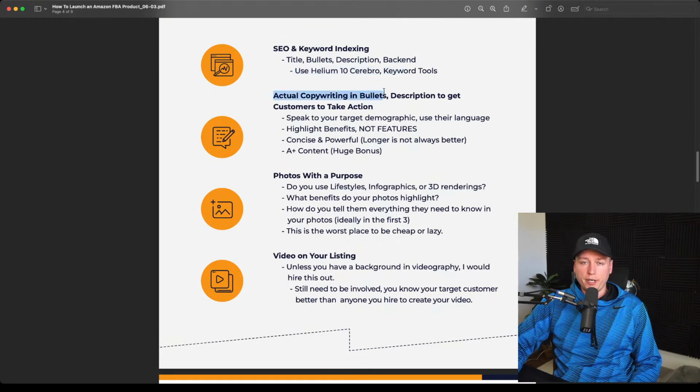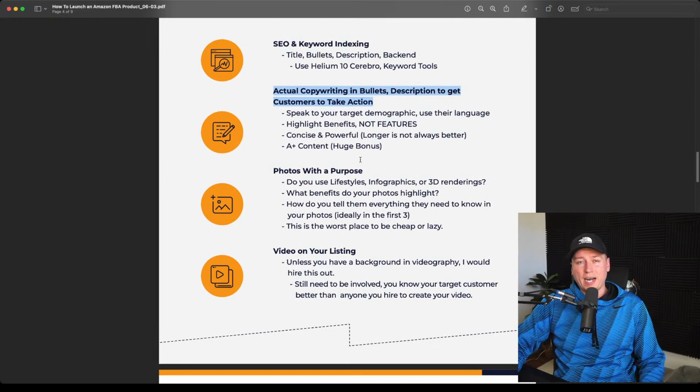Next, actual copywriting in the bullets and description to get customers to take action. Most people think copy is a waste of time, but no, this is how you get people to take action. So speak to your target demographic, use their language, highlight benefits, not features. So don't tell me it's dishwasher safe. Tell me the benefit of what dishwasher safe does. You save time by not doing dishes. It's long lasting, right? You can run cycle after cycle without thinking about it.